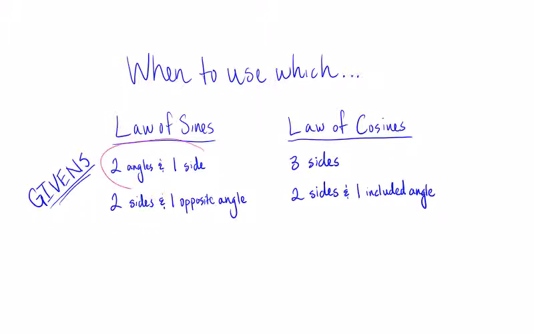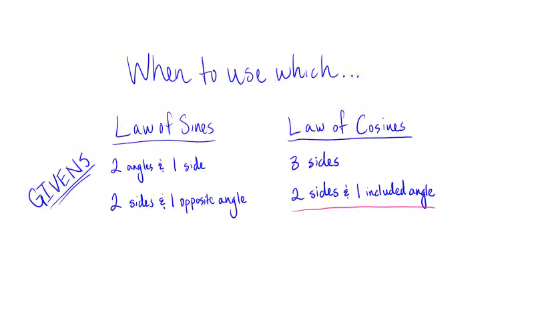So the obvious one is two angles and a side. And then the one that's going to be a little less distinguishable is two sides and an opposite angle, and we'll talk about why it's less distinguishable in a second. So law of cosines works if you know all three sides in a triangle, okay? So that's the most obvious one. If you know all three sides, it's law of cosines, if you're trying to solve the triangle or find any other missing parts.